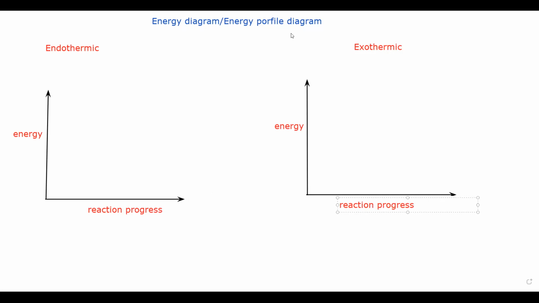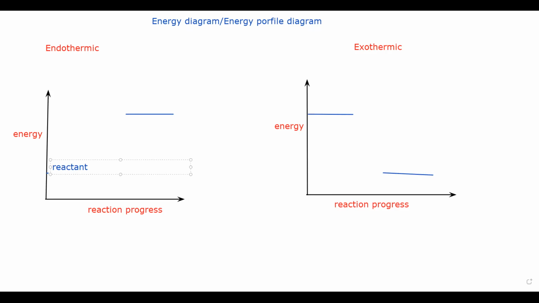So how do we complete this diagram? Number one, you will always remember that for endothermic reactions, the energy of the reactant is always less as compared to that of the product. This is always fixed, it does not change. If the reaction is endothermic, the reactant will have low energy and the product will have high energy. But if the reaction is exothermic, the reactant will have high energy and the product will have low energy. So these labels are always fixed.